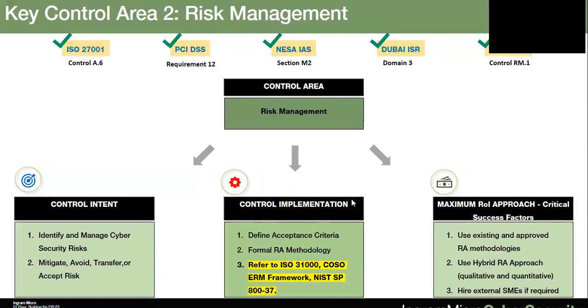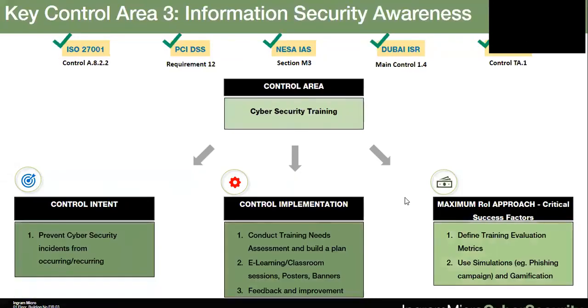The next slide that I would like to talk about is regarding key control area 3, called information or cybersecurity awareness. Educating the users on cybersecurity threats and their role in today's world is very important. It's not a surprise, therefore, that our key control area 3, information security awareness, is mandated across almost all information security standards, as you can see above. We will have ISO, PCI, NESA, Dubai ISAC, etc.